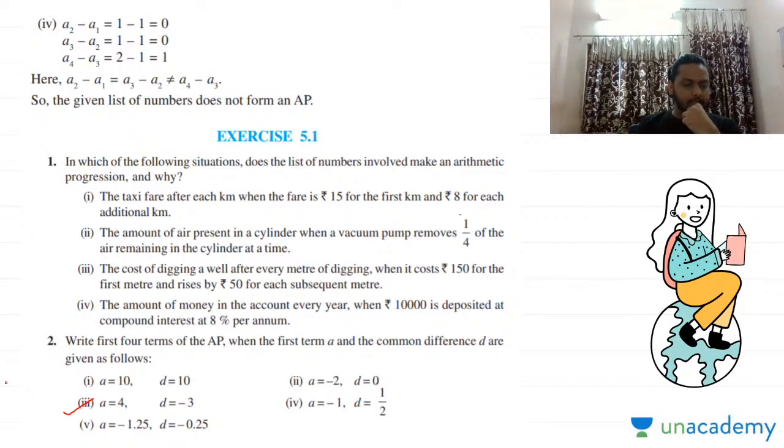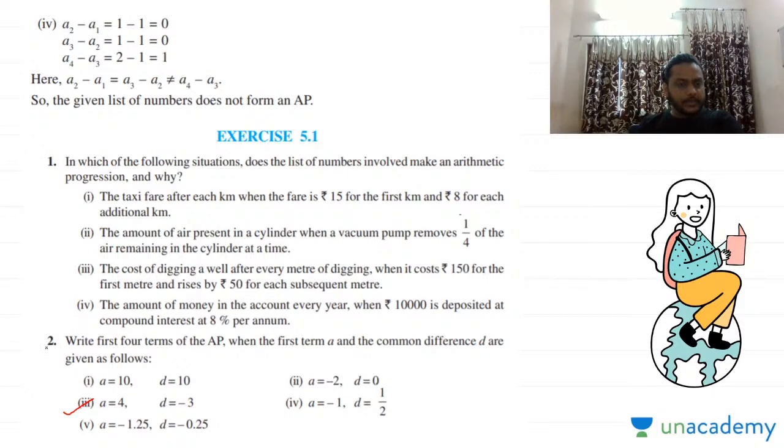Come on, do it guys. Come on, everyone, do it quickly. Okay, minus 1, minus 1 by 2, 0, 1 by 2. Let's have a look. Let's see.